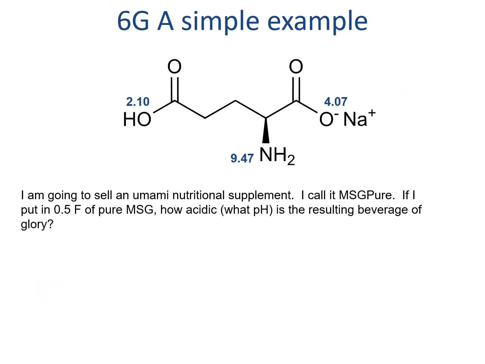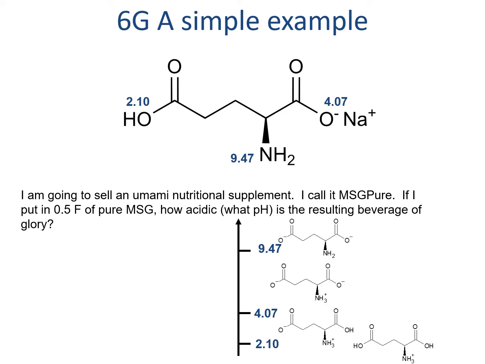The ladder diagrams we had talked about before can be really useful for helping us to know what the most likely forms of a compound are in solution. Let's start by listing all the pKa's of this species, our MSG pure, on a ladder diagram. Then we'll draw the structures for each species. There should be 4. So there's all the pKa's on the ladder, and when we list them out, we have these 4 species.